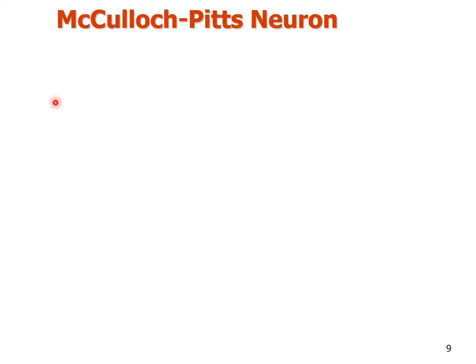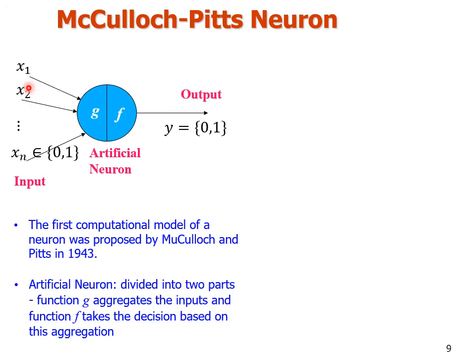So let us see now how this McCulloch-Pitts neuron works. As we have seen, we are having n number of inputs to the artificial neuron. So these inputs x1, x2 up to xn are similar to the dendrites in our biological neuron. As we mentioned, these inputs are binary.